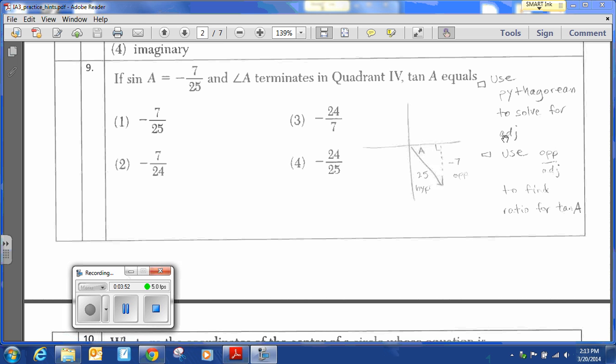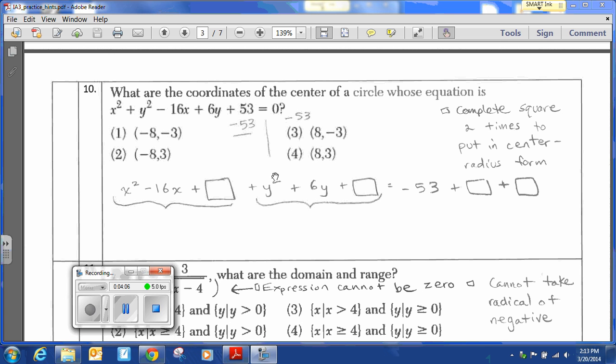They want to know what's tangent of A. Well, you've got to use tangent as opposite over adjacent. So once you find out what this value is for this side of the right triangle using the Pythagorean theorem, then you can find out what is opposite over adjacent.